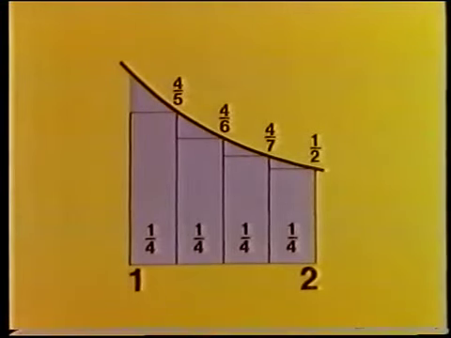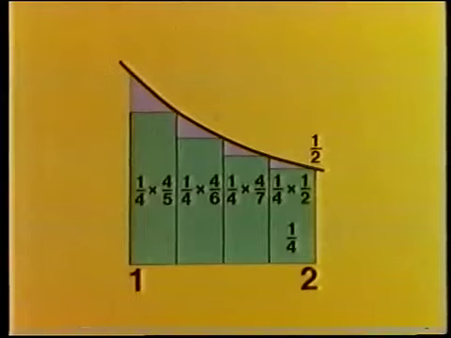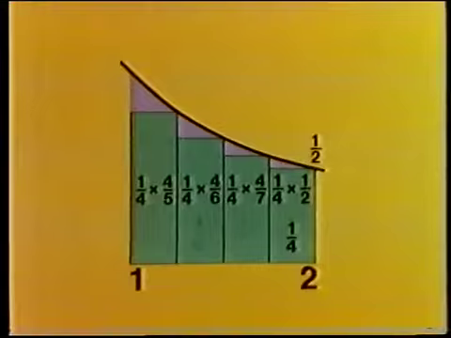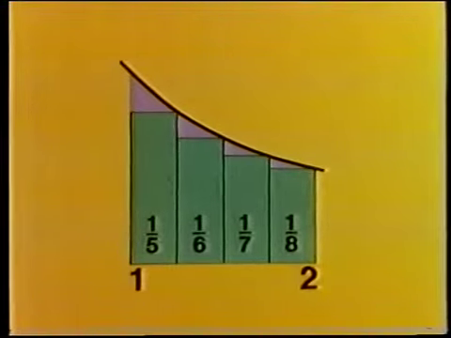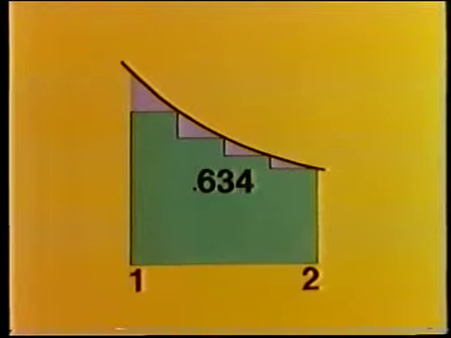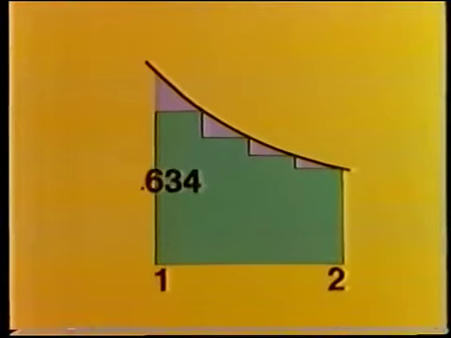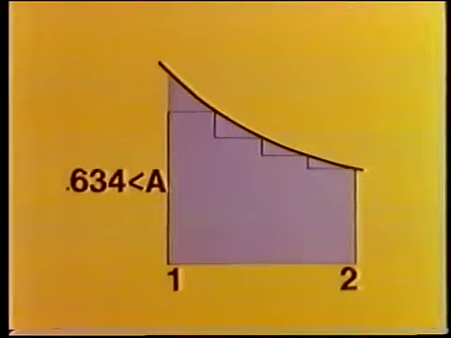And now we can calculate the areas of the 4 rectangles. So our underestimate is the sum of these, which works out to 3 decimal places as 0.634. So we know that the area we want is greater than 0.634.